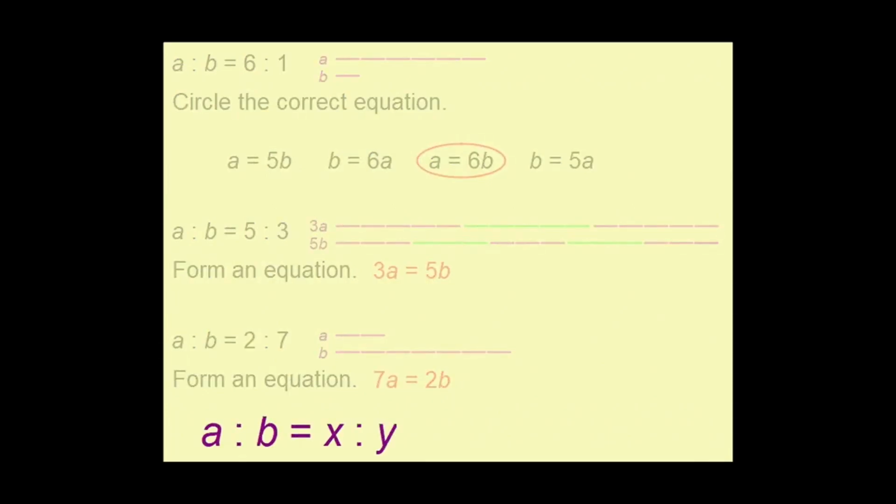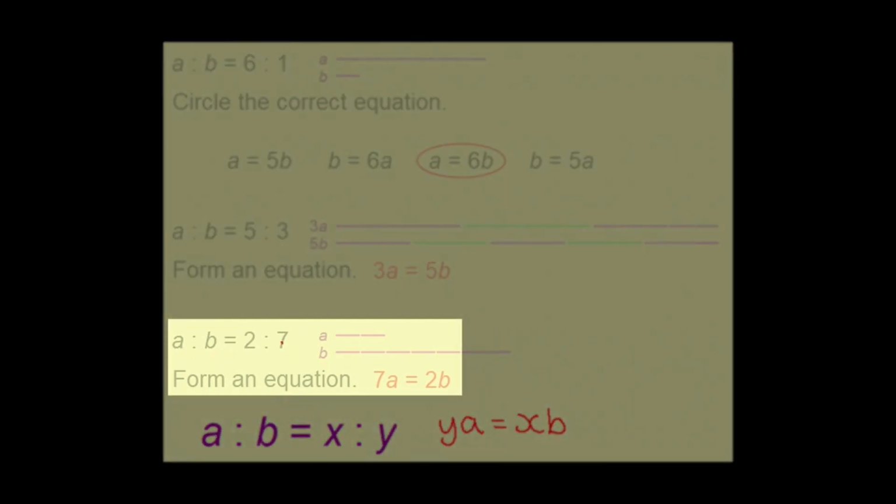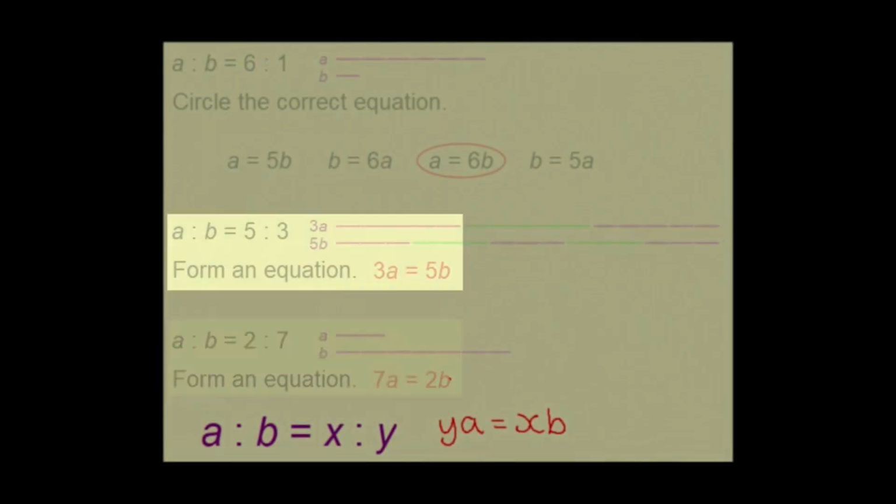So in general then, the ratio a to b being equal to the ratio x to y will give me the equation ya equals xb. I always remember it as you multiply the outers together to get the first part and the inners together to get the second part. You can see that here. Multiply the outers, we get 7a. Multiply the inners, we get 2b. Multiply the outers, we get 3a. Multiply the inners, we get 5b.